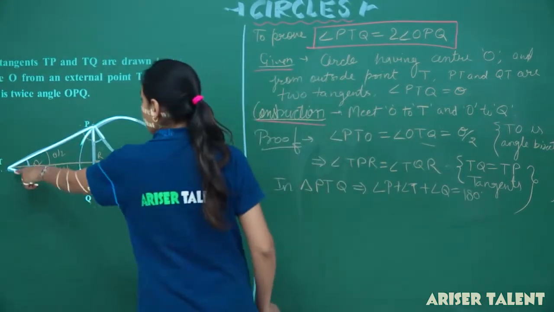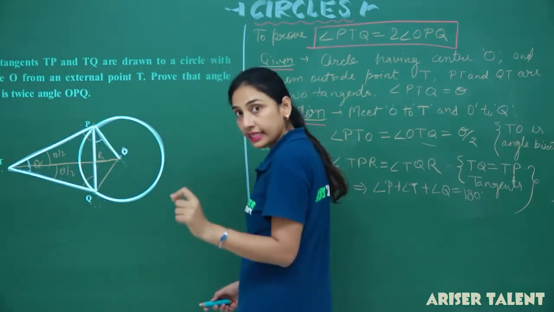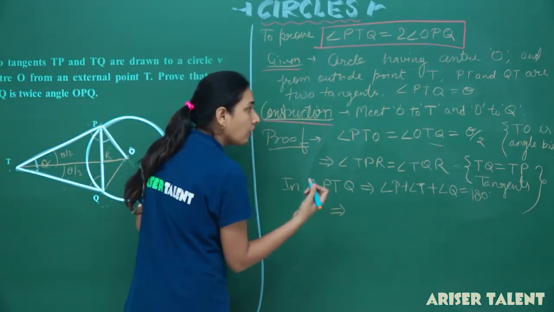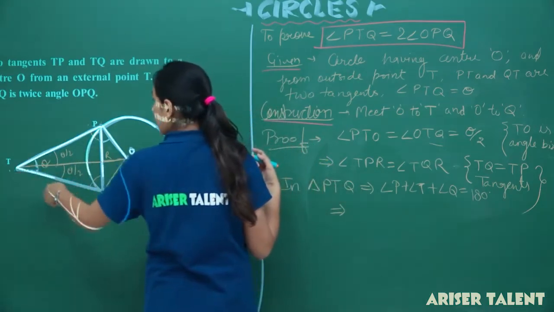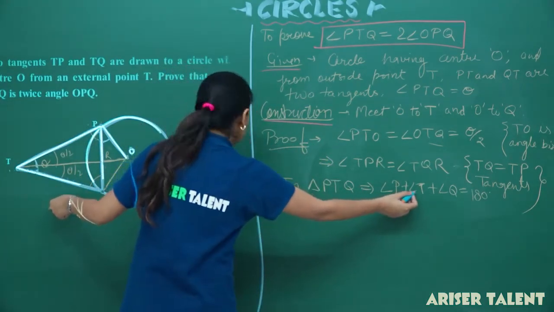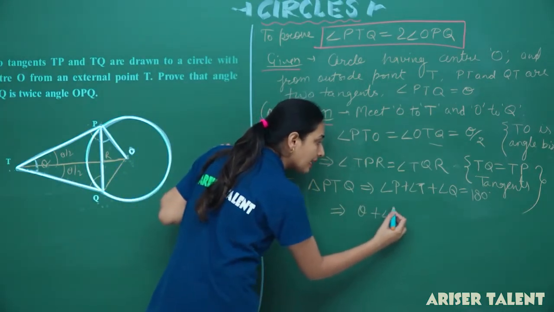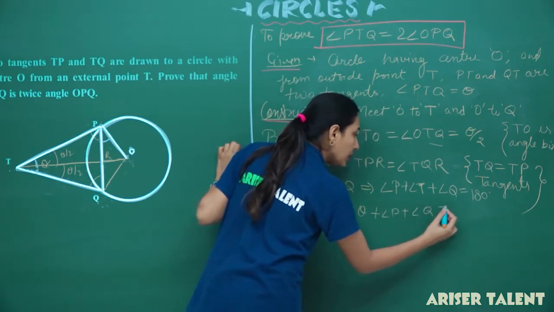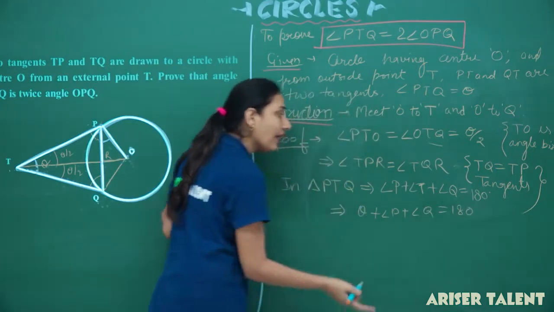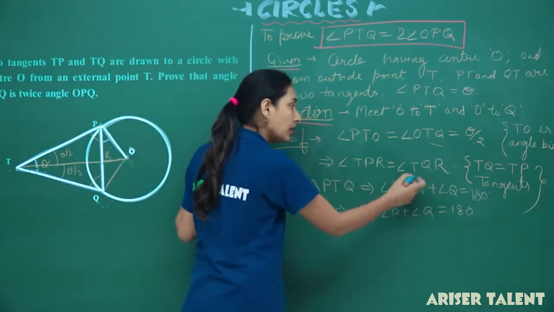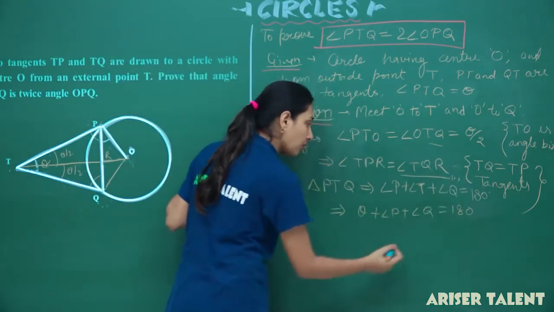180 degrees. The sum of these will be what? 180 degrees. Okay, so what will I write now? Angle T equals theta. So I will have theta plus angle P plus angle Q equals 180 degrees. Now angle P is equal to angle Q. Let's mark this equation 1.